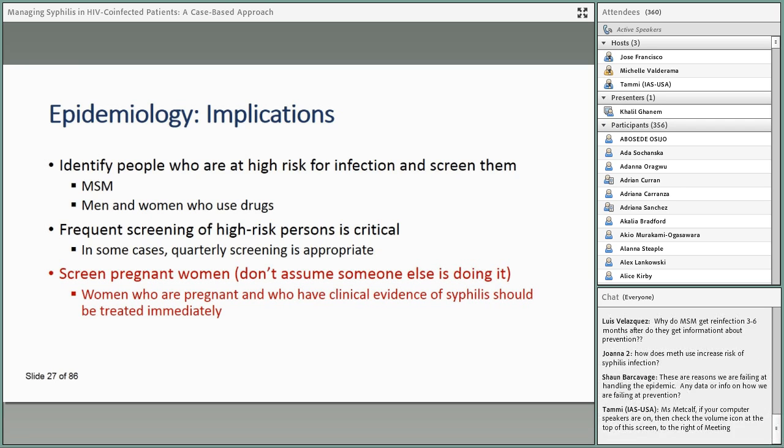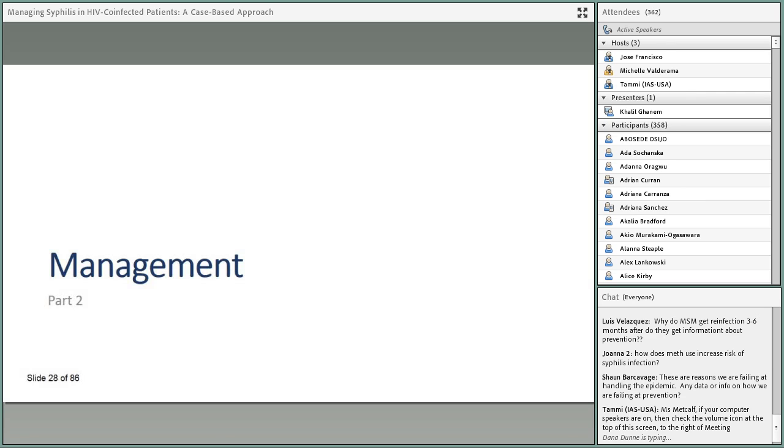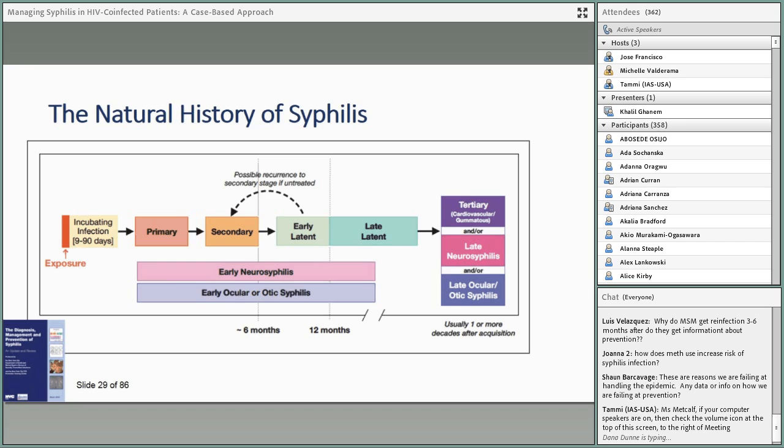And so to summarize the epidemiology and move next to the cases, please remember, identify people who are at high risk and screen them. MSM, heterosexual men and women, particularly those who use drugs, but always ask about activities and behaviors rather than thinking that your patient is not at risk. Also remember that frequent screening of high-risk persons is critical, and in some cases, like we just talked about, quarterly screening is very appropriate.